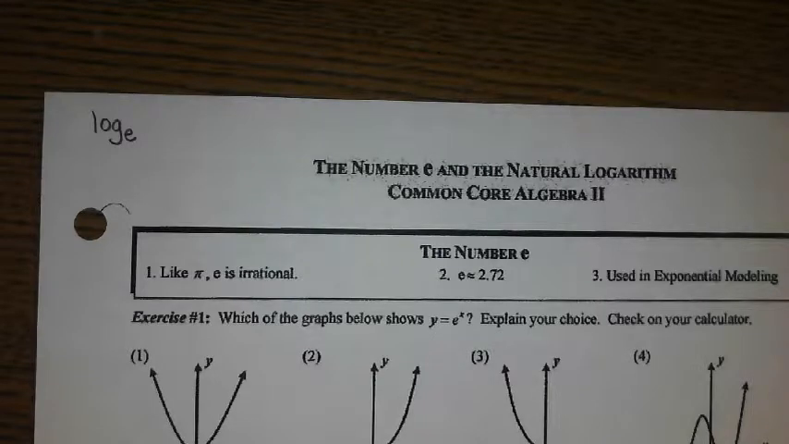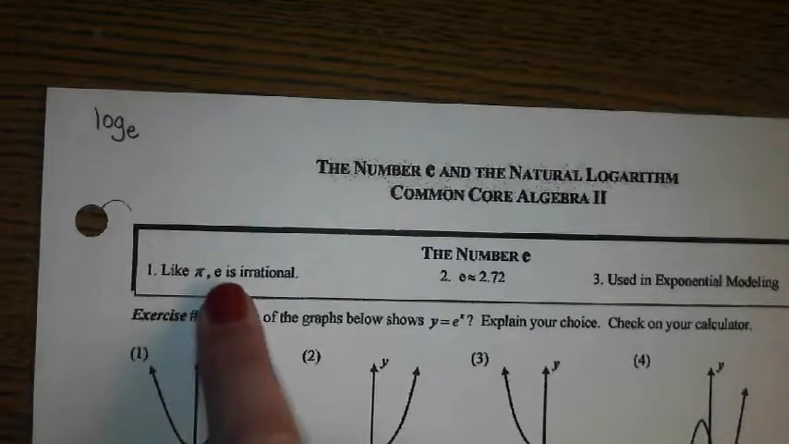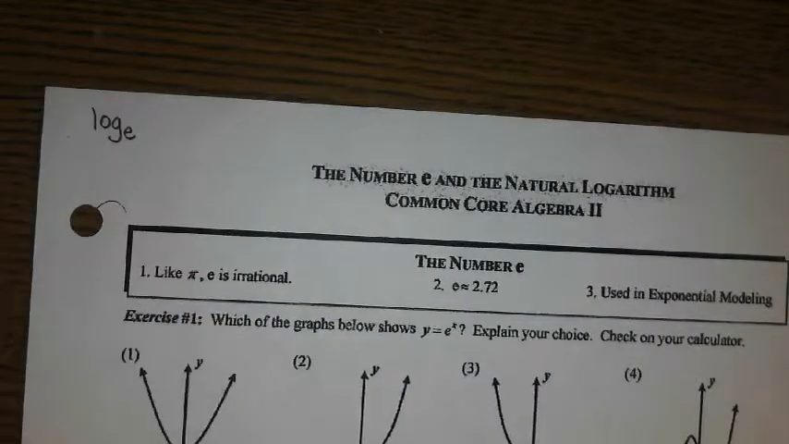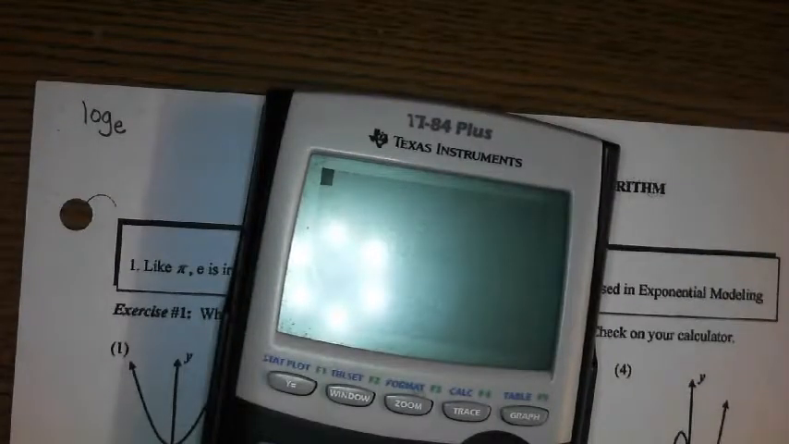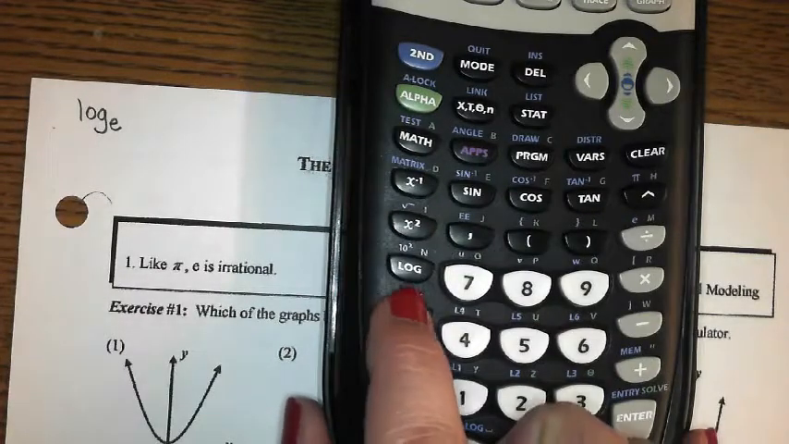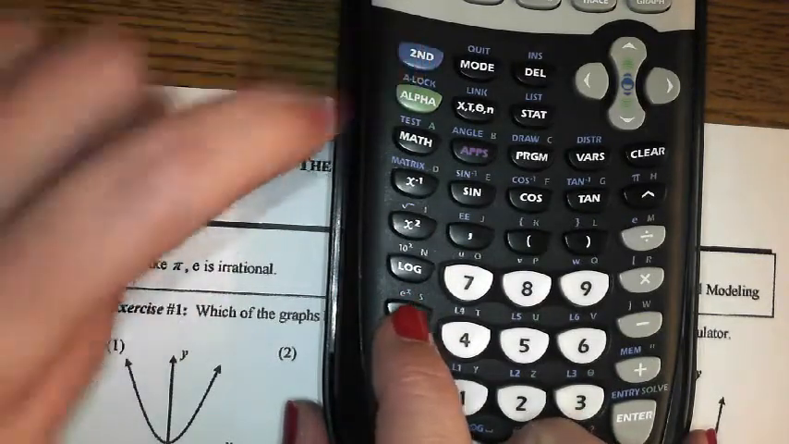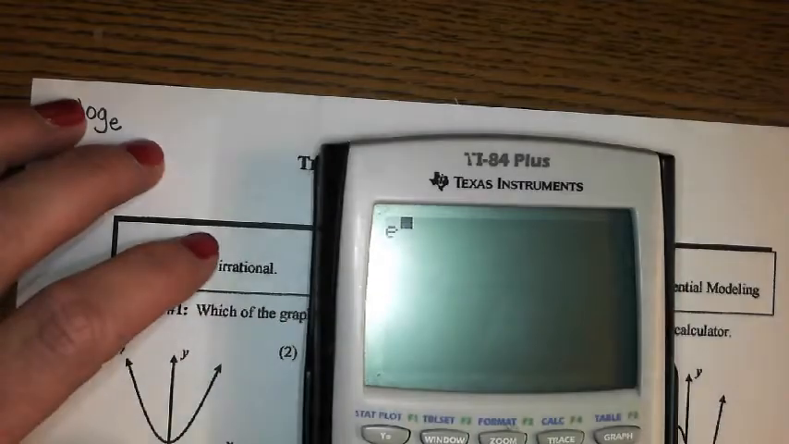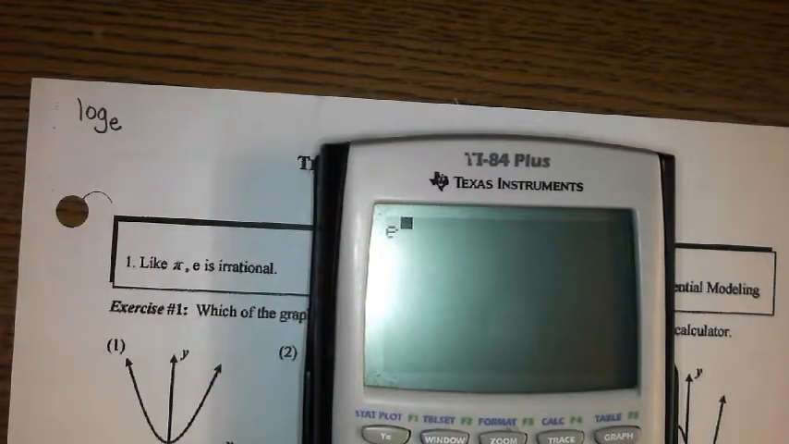So the first note is that, like pi, e is an irrational number. You have an e button on your calculator. It is right above this ln button. It says e to the x power, so you need to use your second key and then hit that ln button, and you have e to some power.